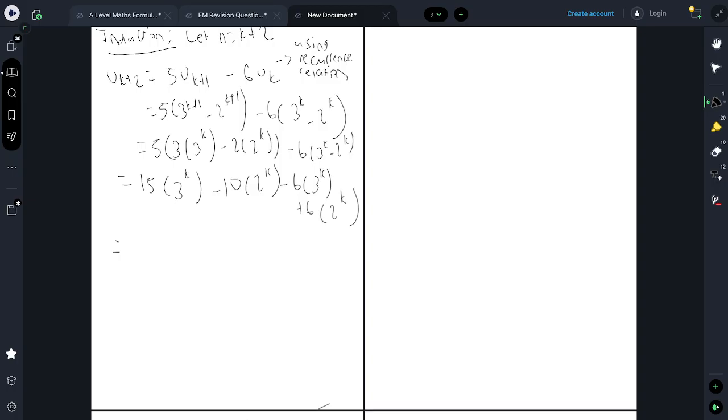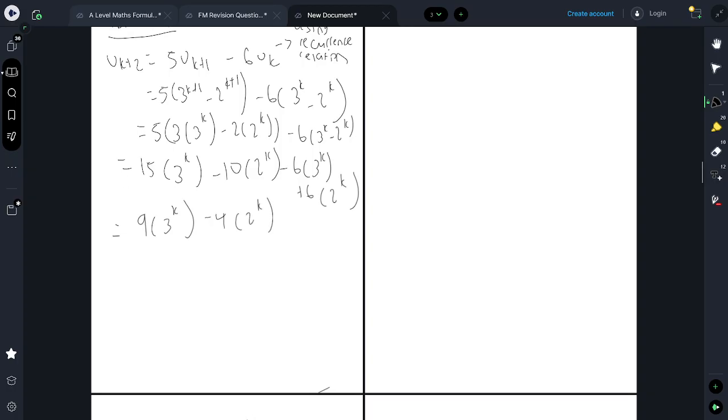Now we have 15 lots of 3 to the k minus 6 lots of 3 to the k, so that's going to be 9 lots of 3 to the k. And hopefully you're going to start to see why this is good news. 9 is a multiple of 3, that will help. And likewise, minus 10 lots of 2 to the k plus 6 lots of 2 to the k. That is going to be minus 4 lots of 2 to the k. Again, a multiple of 2. Well, that's what we're going to capitalise on.